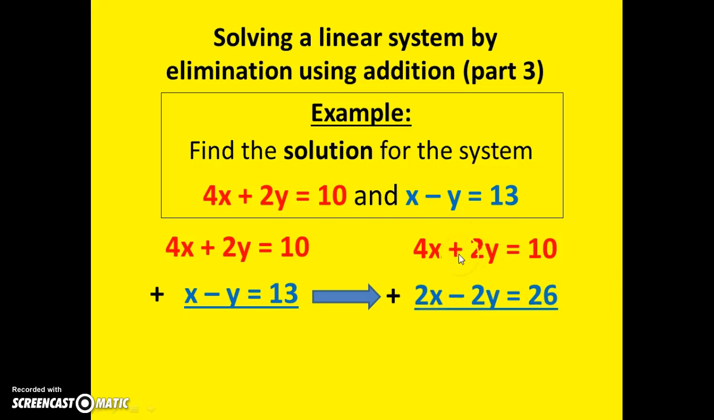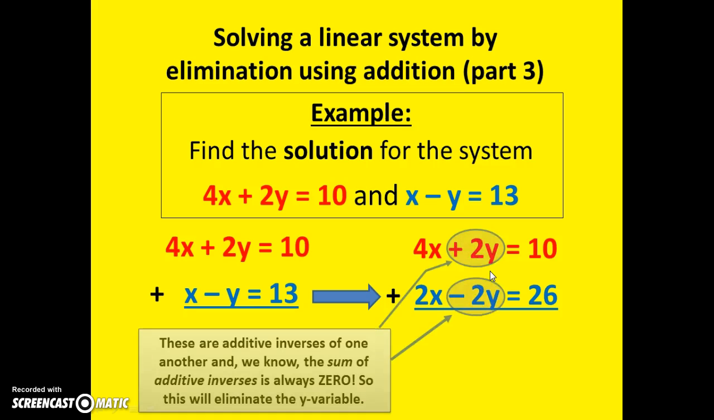Now, why did we do that? Well, now we have plus 2y and minus 2y. Those are additive inverses of each other. So when we add them together, they become 0, right? The y's get eliminated. So if the y is eliminated, now we only have one variable to deal with. 4x plus 2x is 6x, 10 and 26 is 36, and now we can solve the problem for x.